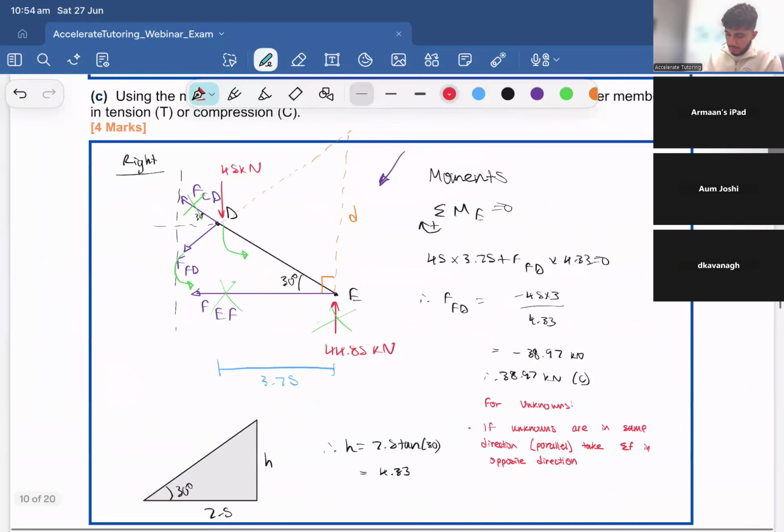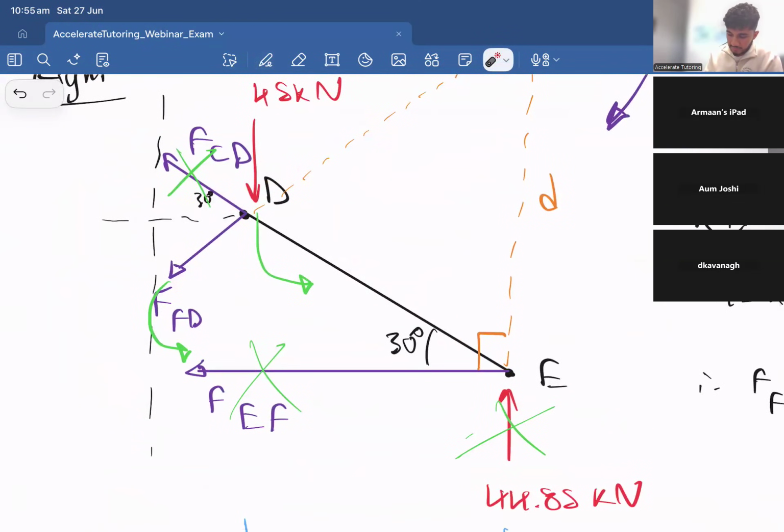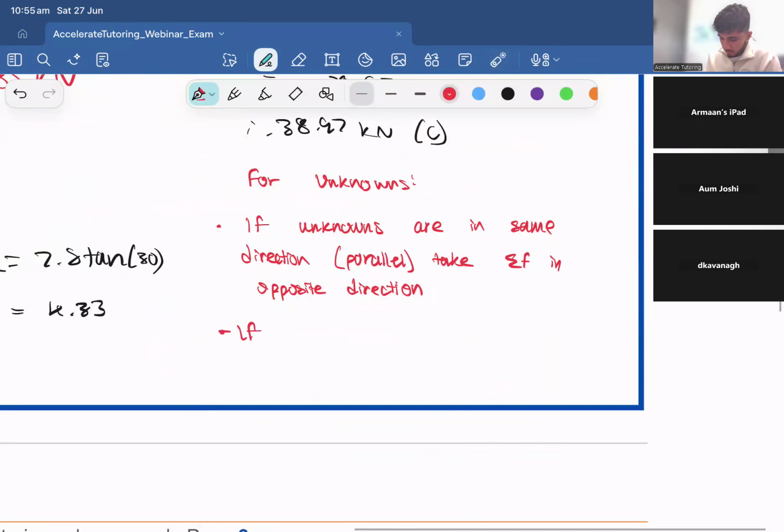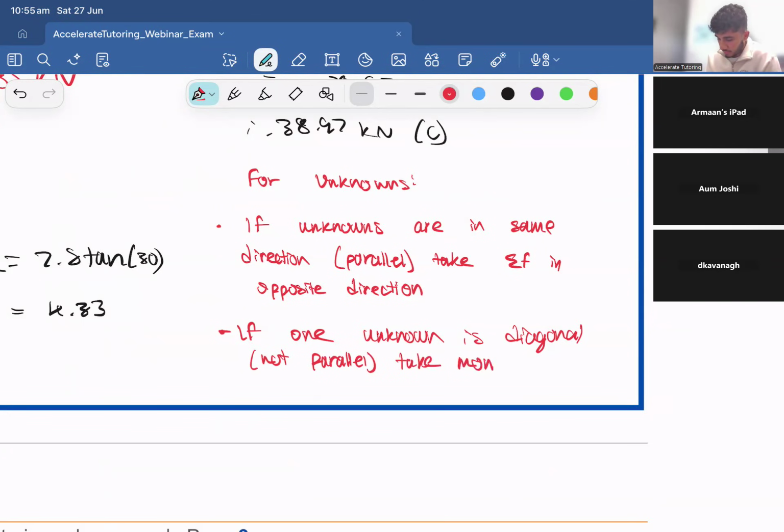So what that means is, if my unknowns were in the same direction, so they were both going horizontally across or both going up, just take sum of forces in the other direction, because you can't take moments since there's no point where they will lie on the same line. And the other is simply if one unknown is diagonal, so if not parallel, take moments at the point of intersection. So that's what we've done.